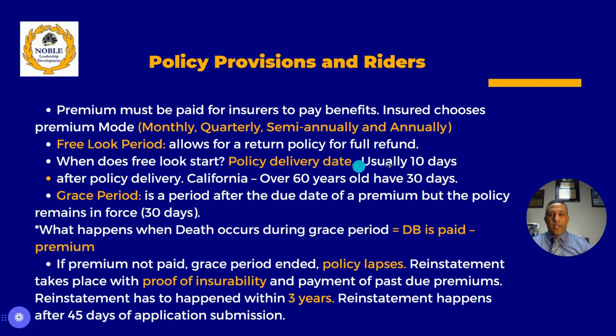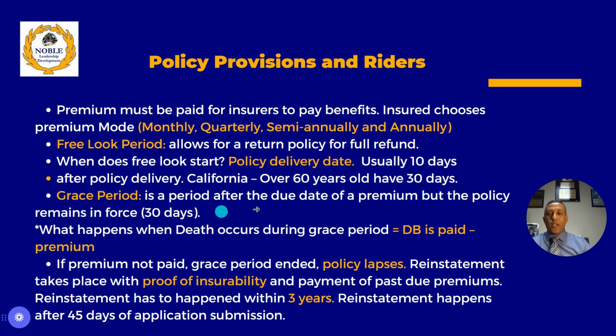So now when you get it, you have about 10 days in most states. California, if somebody is over 60, it's 30 days. But that counts from the policy delivery date. Policy delivery date. So when does a free look period start? From the policy delivery date.